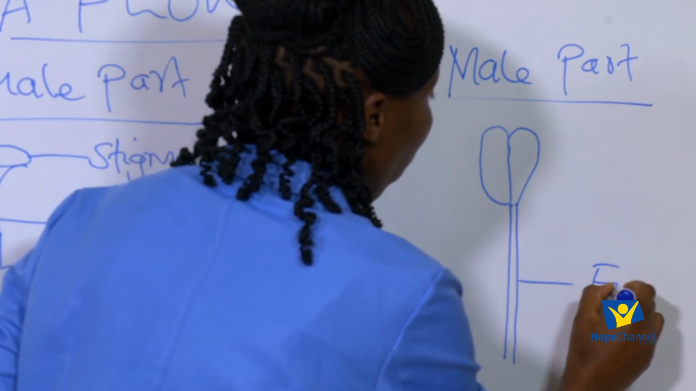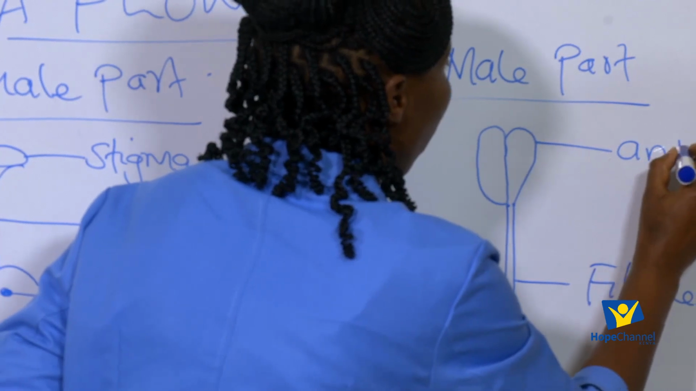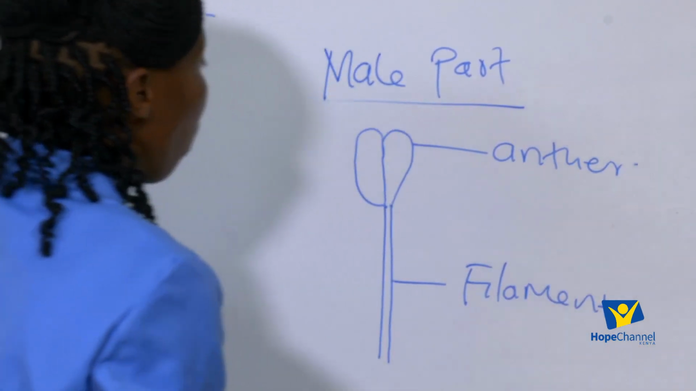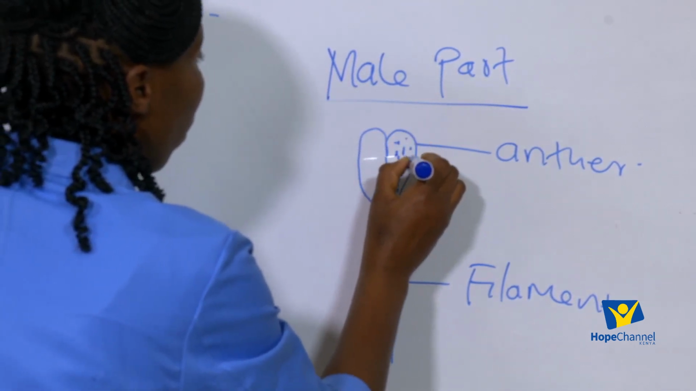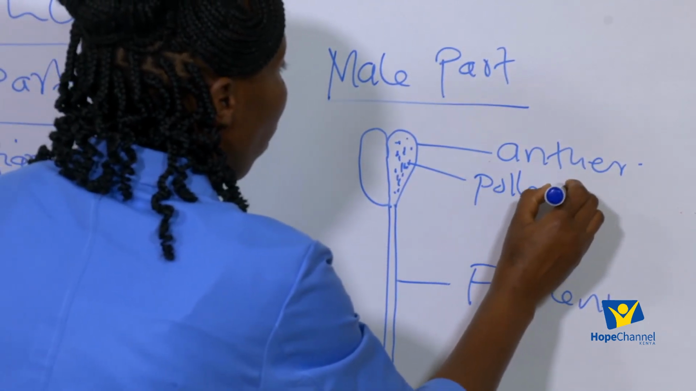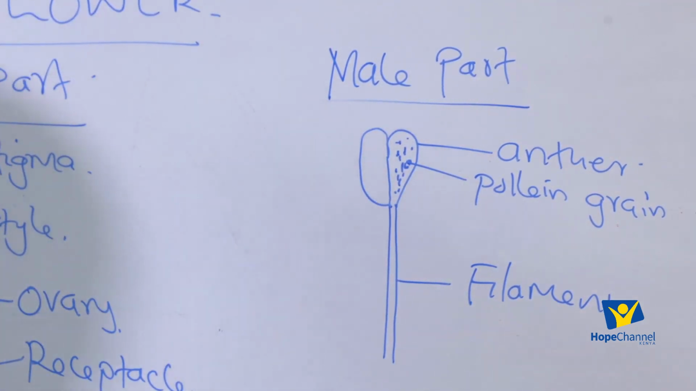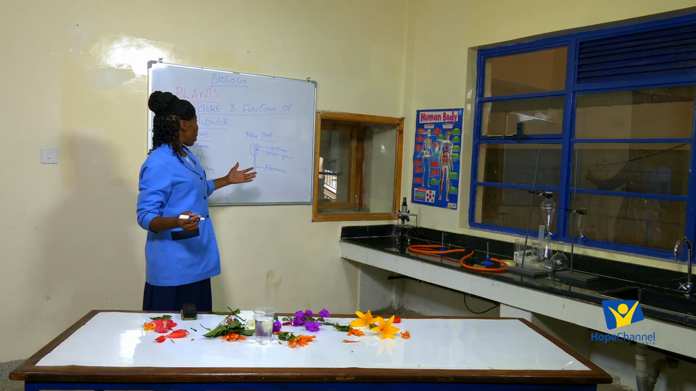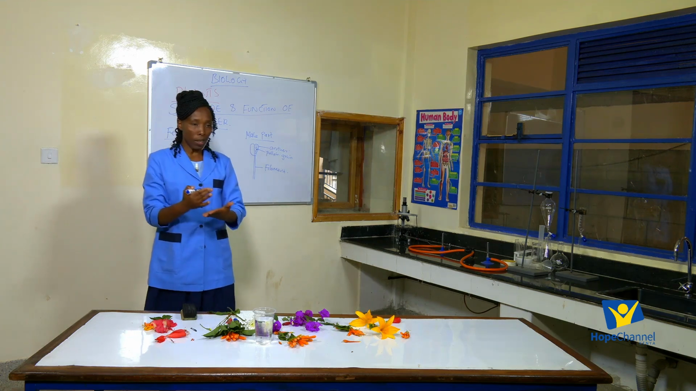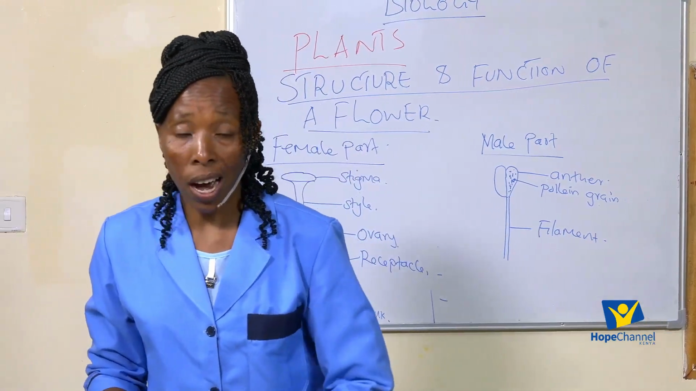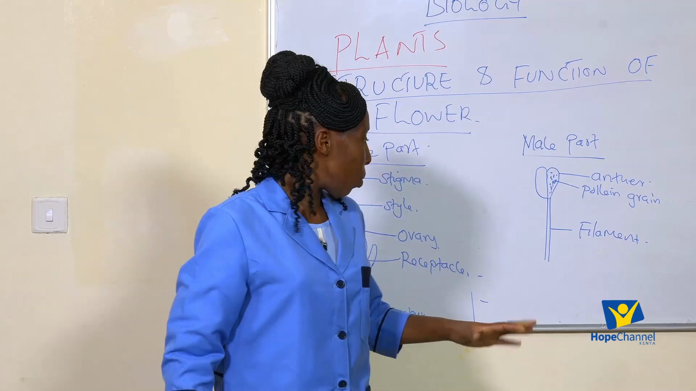So we say this is the filament. Then this is the anther. Then we say the anthers, this is where we have what? This is where we have the pollen grain. Okay, so if I point at one, we say that is the pollen grain. So basically, if I was to draw the structure of the male and the female, the best thing you do, you just cut open the flower, and use a hand lens so that you can magnify the parts, and you draw the structure.